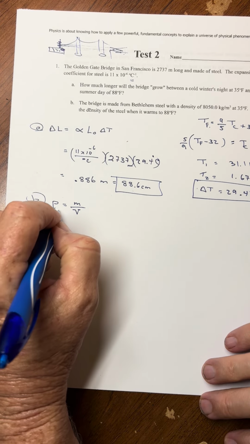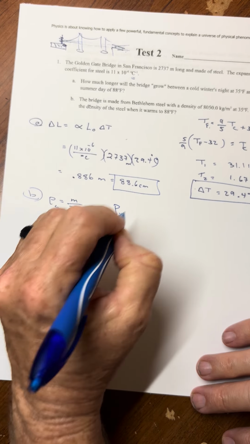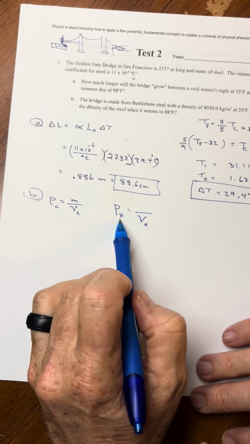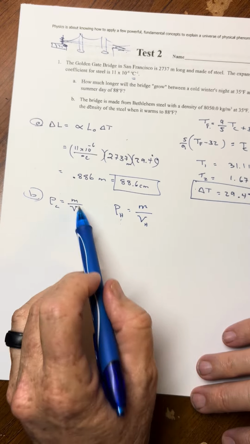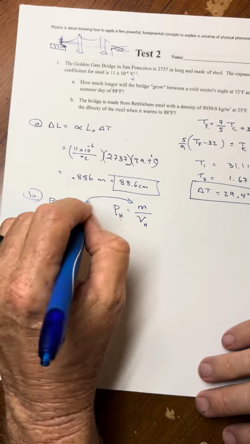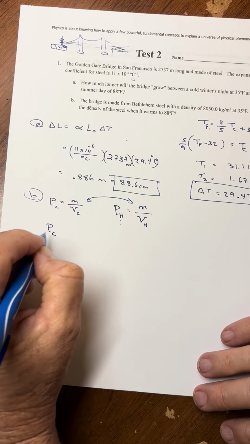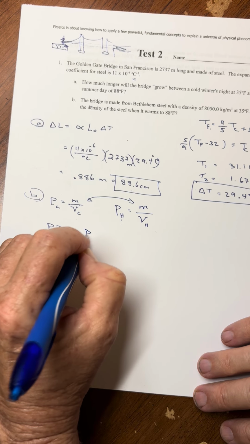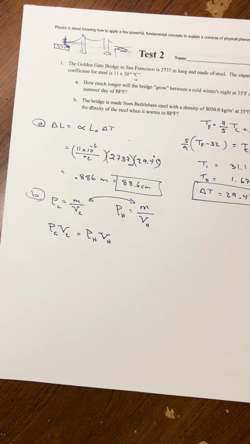You might even put a little sub C for cold and maybe a sub H for hot, because the density is going to be different when it's hot because its volume is now different. What is the same is the mass, and that's going to be the key. You can set the 2 masses equal to each other, so you get the density times the volume when it is cold equaling the density when it is hot times the volume when it is hot.